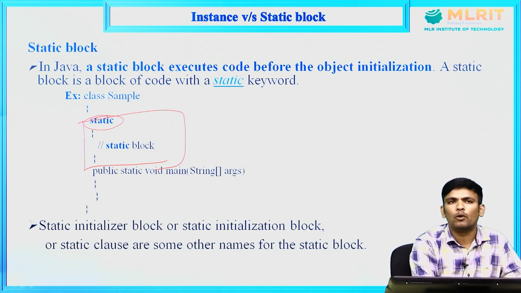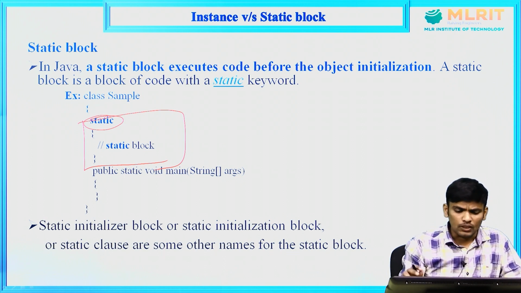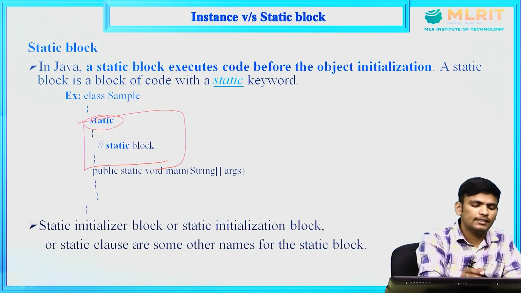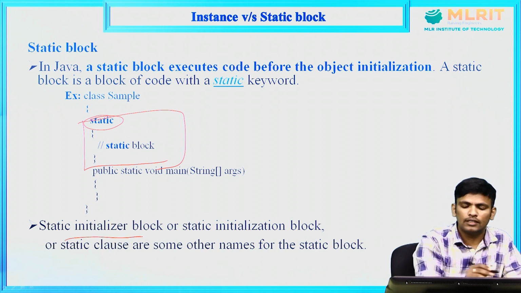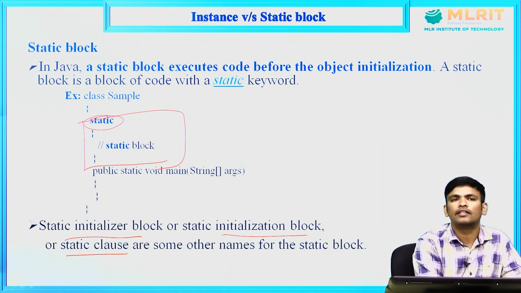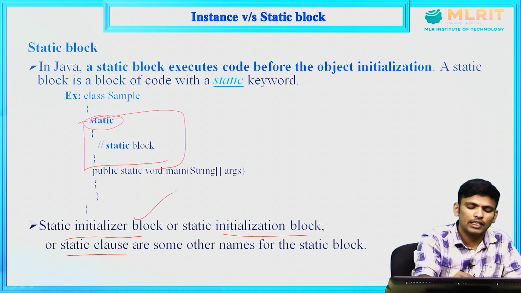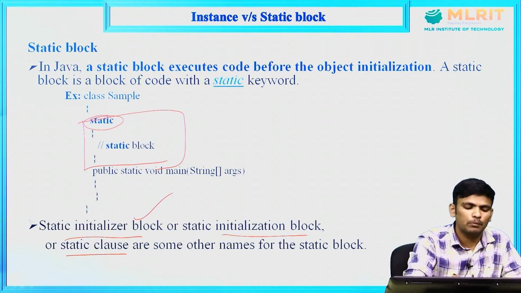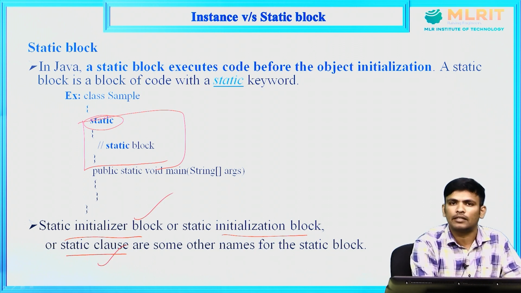Simply, if any block is declared with a static keyword, then it becomes a static block. Other names for the static block are static initializer block, static initialization block, and static class. They are all the same; in different ways we can call this a static block.